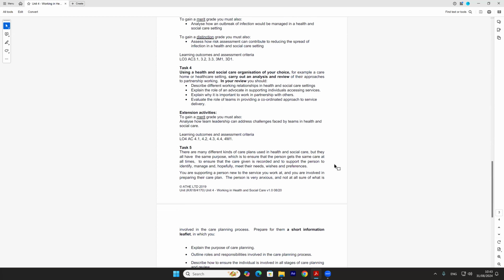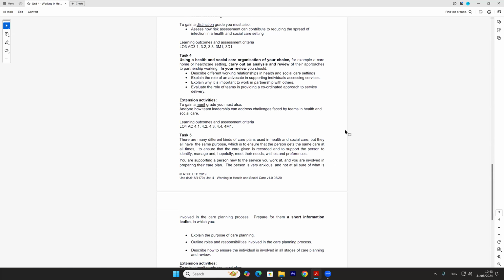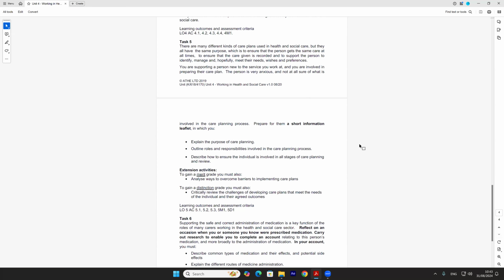Then we have task 5. Right, so in task 5, we need to discuss these bullet points, and you need to prepare a leaflet, a short information leaflet.